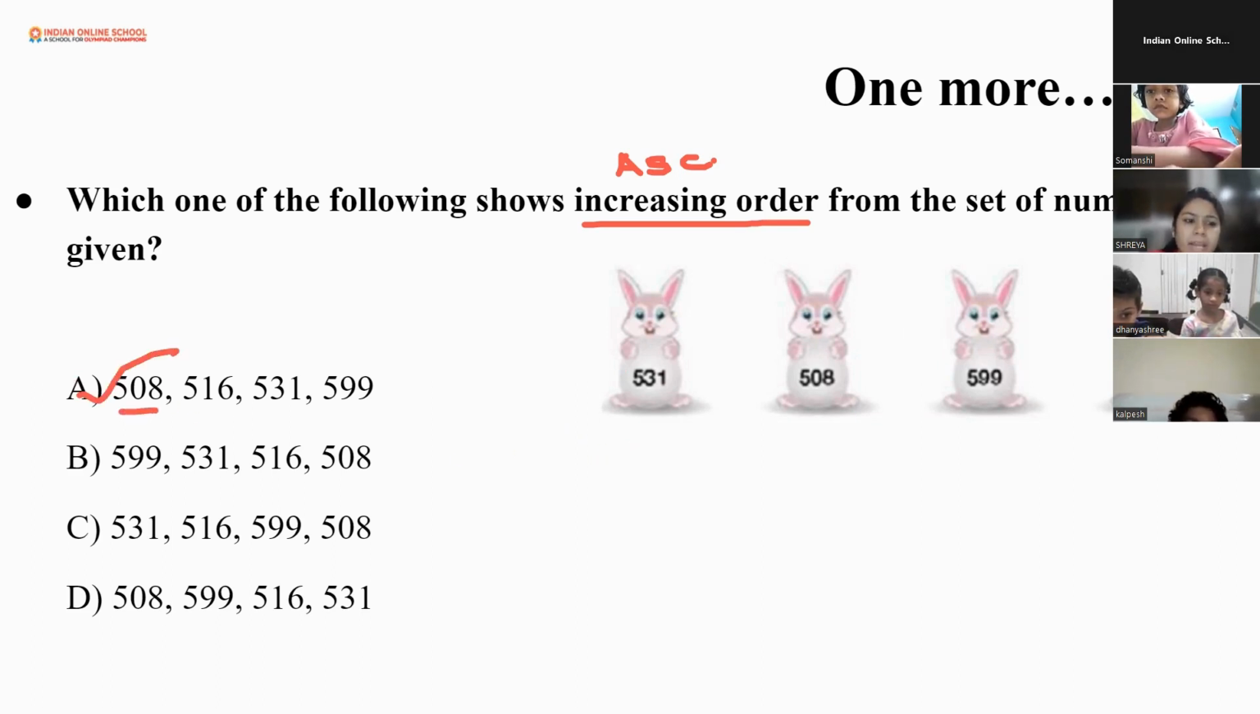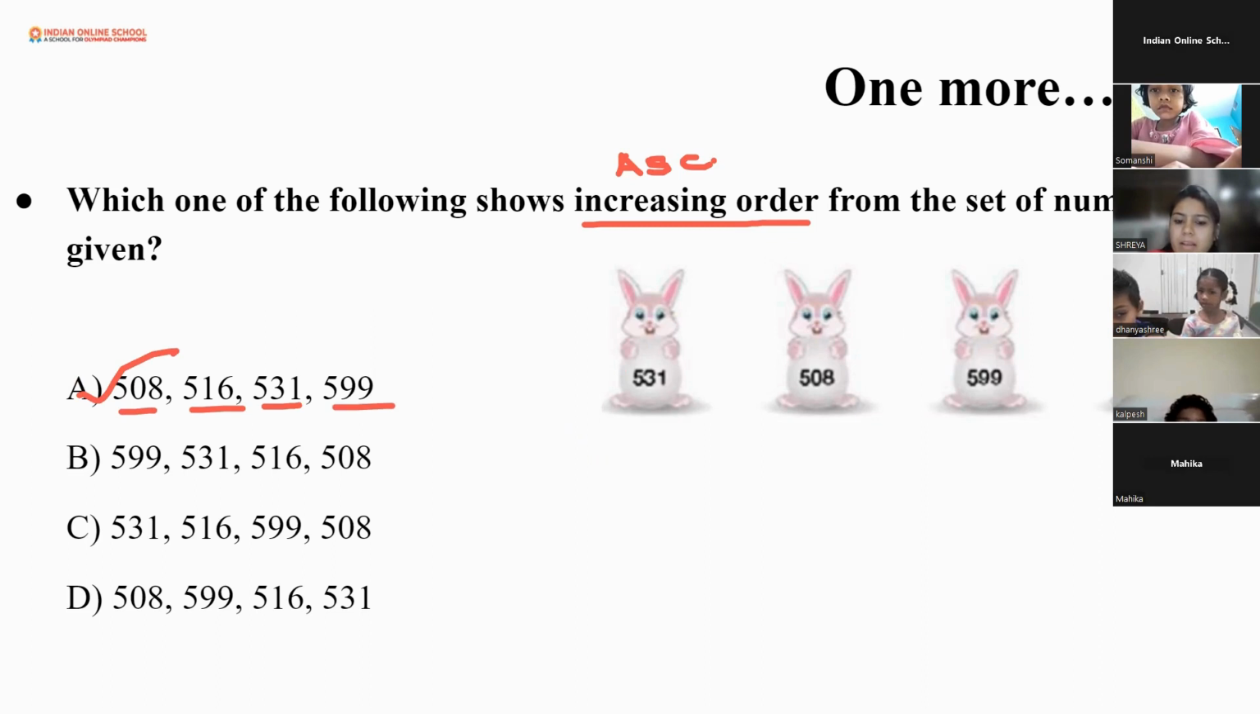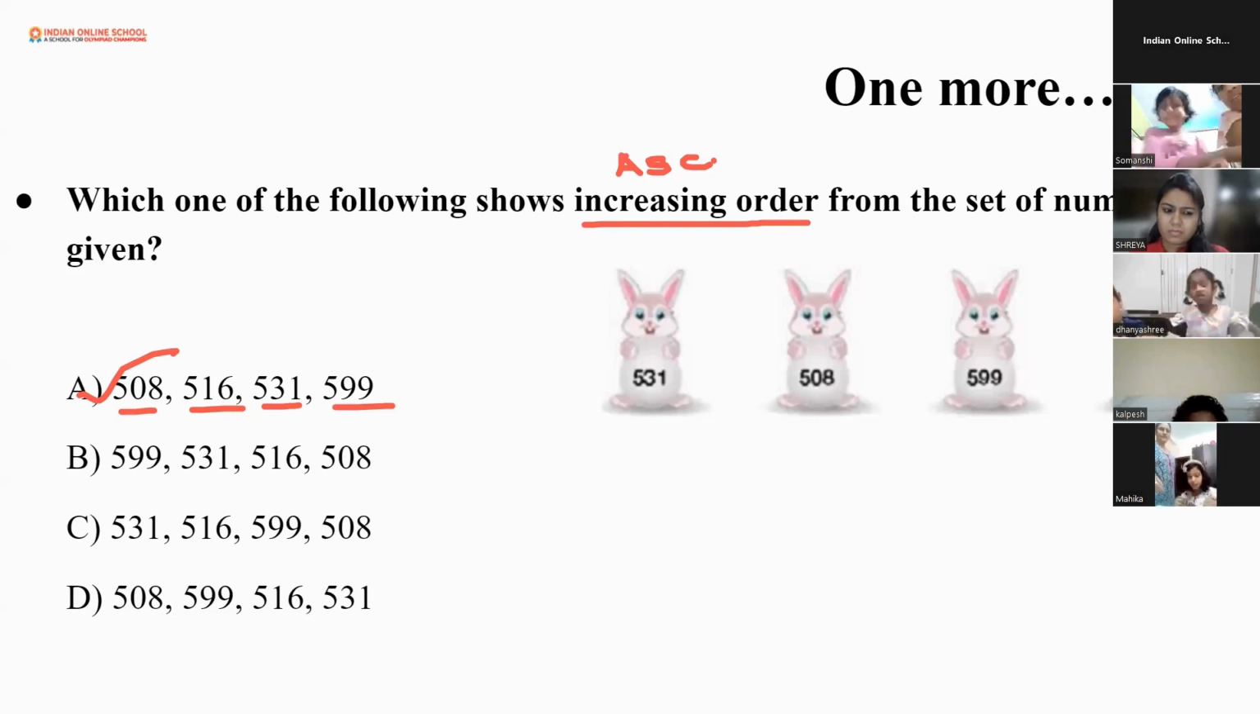Very good. 508, then 16, then 31, then 99. Both of the first answers are same, but next is 99. Correct. But there is 16 after in A. Yes. Very good. So A is the correct answer.